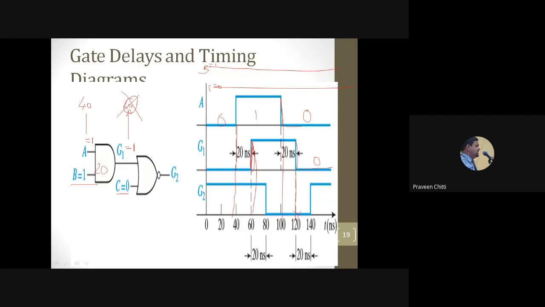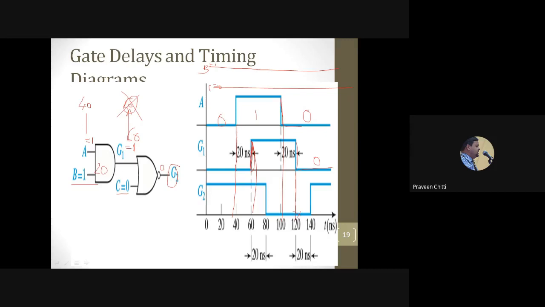Now, G1 is changing from 0 to 1 at 60 nanosecond. So this is becoming 1. C is 0. 1 OR 0 is 1, complemented. So it should become 0. So when should G2 become 0 now? G1 had changed at 60, from 0 to 1. So at 60 itself, G2 should become 0.